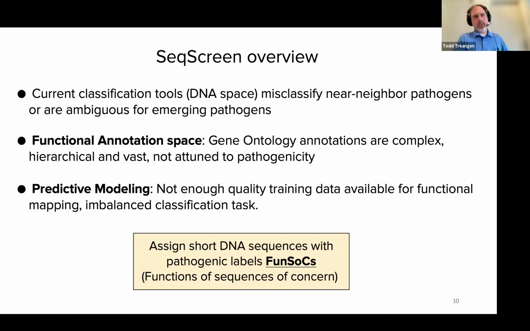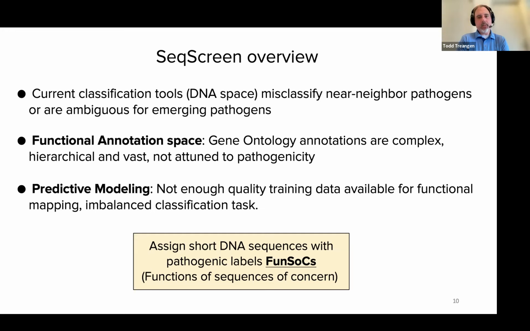And then when we think about things in terms of functional annotation: what function does this sequence or sequence fragment carry? However, gene ontology annotations are complex, hierarchical, and vast, and not attuned to pathogenicity. So while a useful potential starting point, it cannot give us the fidelity or level of information we may need to return an answer.